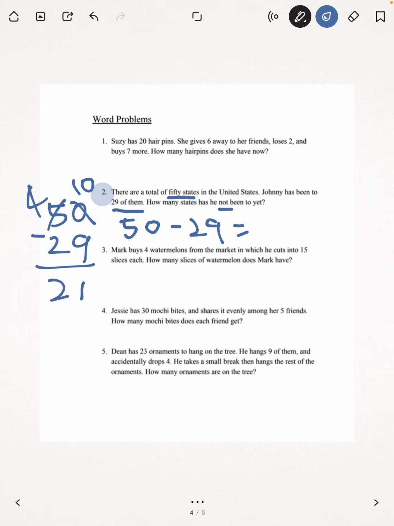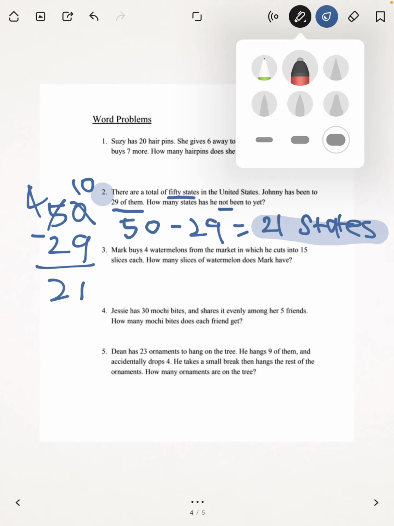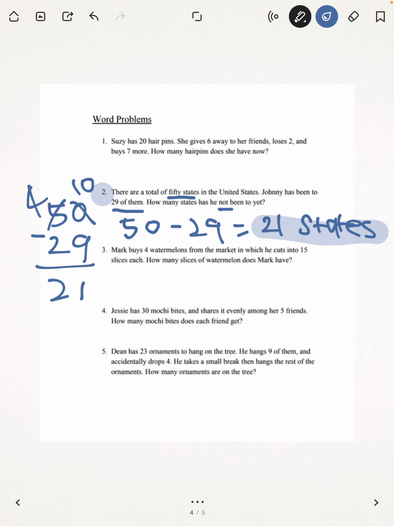So if we subtract 50 minus 29, we have to borrow, because you can't subtract 0 minus 9, and we get 1. 10 minus 9 is 1. 4 minus 2 is 2. So Johnny has not been to 21 states.